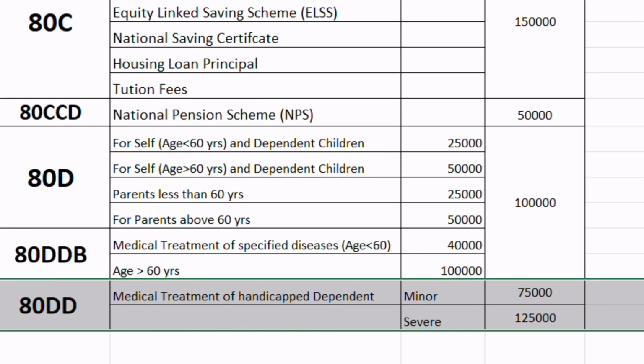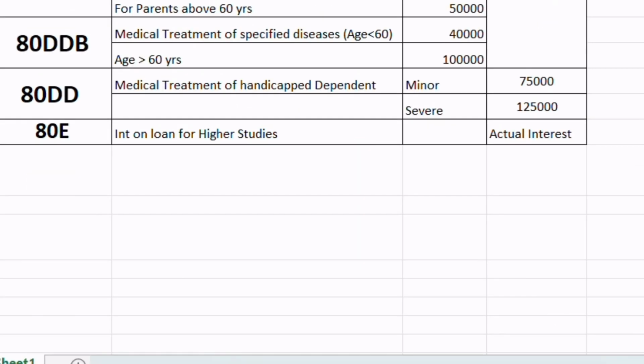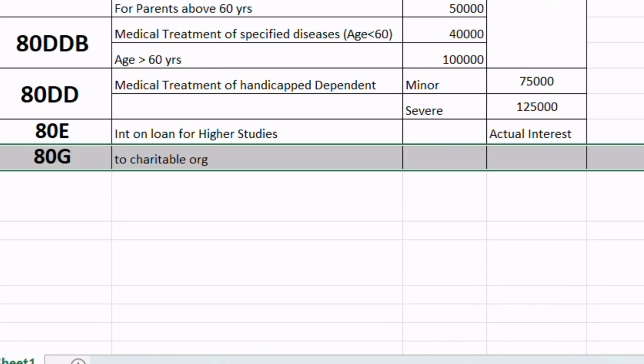Section 80DD refers to medical treatment of a handicapped dependent. It has a limit of 75,000 or 1,25,000 maximum. In case you take a loan for higher studies for your kid and pay the interest, the entire interest can be claimed as a deduction under section 80E. 80G refers to donations to charitable organizations. They are either 50% or 100% deductible depending on the charitable organization that you donate to.